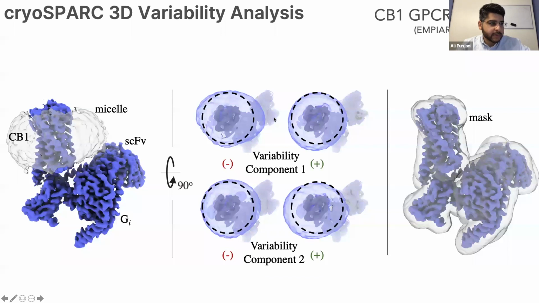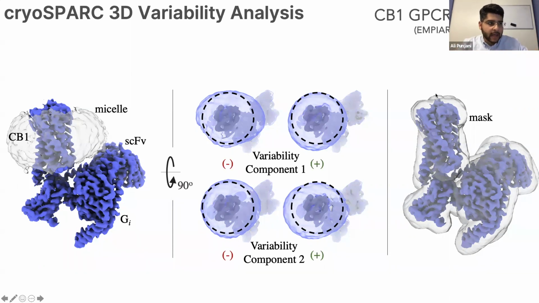look like this. So the first component has, on the negative side, density appearing on one side of the micelle, and on the positive side, density appearing on the other side of the micelle. And in between, the density moves from one side to the other. Variability component 2 is similar, but just in a different direction. And so all we're finding here with 3D variability analysis are the types of change and the differences from particle to particle in the shape of the micelle. That's interesting, but not really what we are looking for.